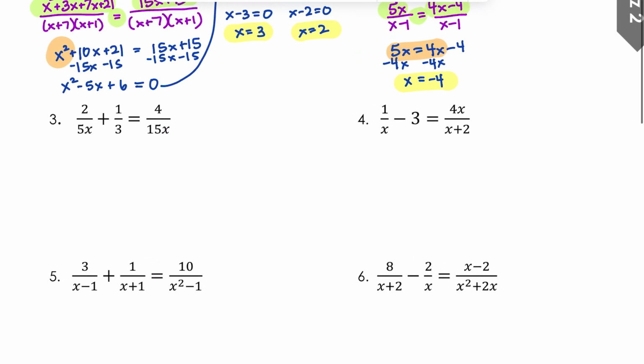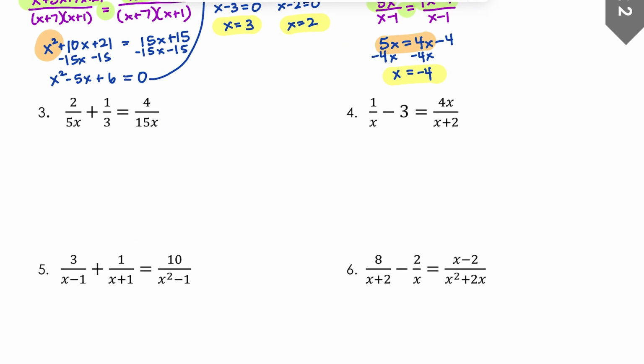All right, number 3, we're looking at our denominators. We currently have 5x, 3, and 15x.